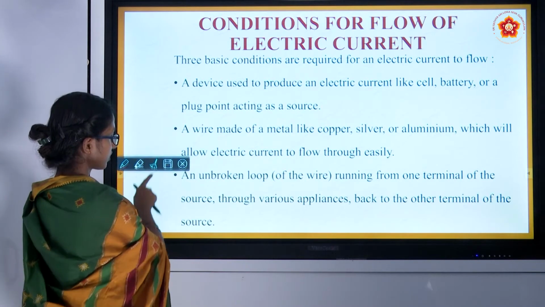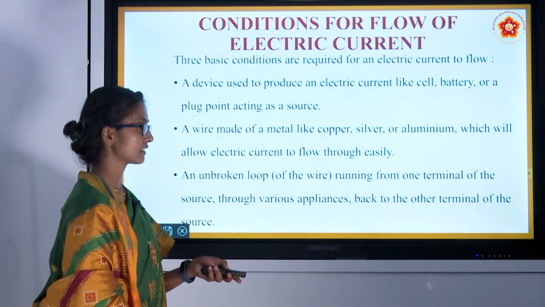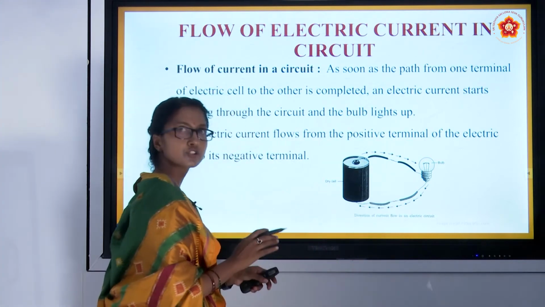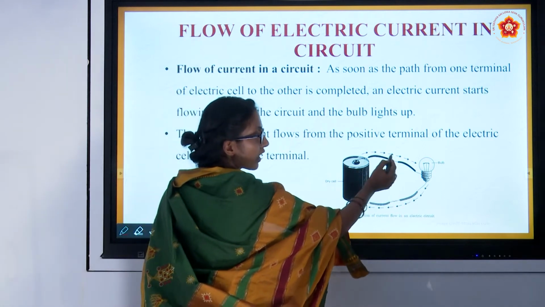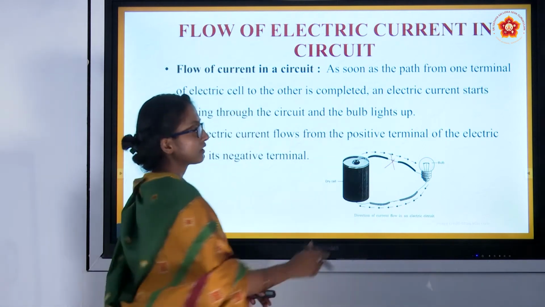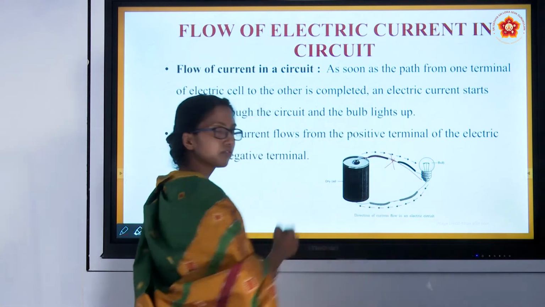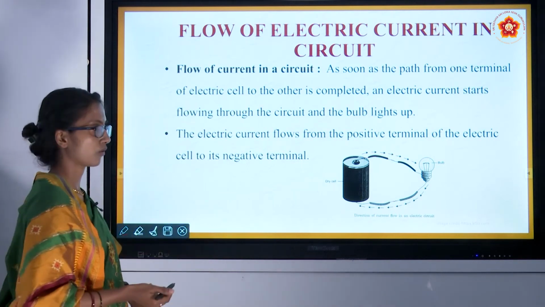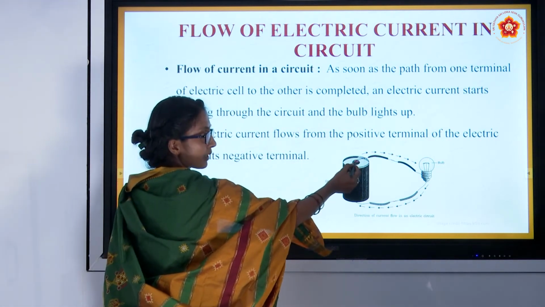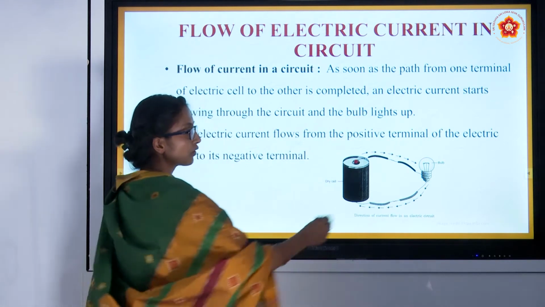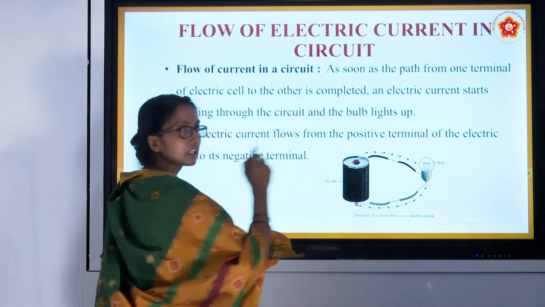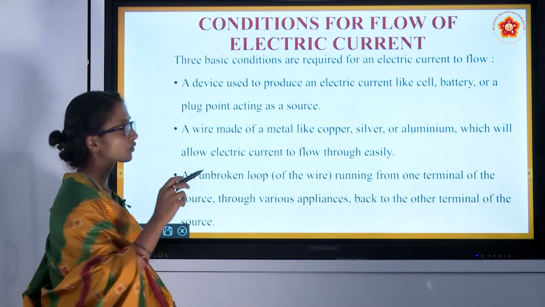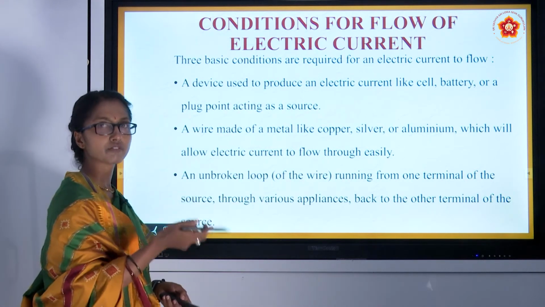What they are saying is, if this is a circuit, the filament should also be in good condition. Even the wires should not be broken. They should also have a very good connection. Then only will electricity flow, and proper connection should be made. One end should be connected to positive and the other end should be connected to negative. So these three conditions a circuit should follow so that the electric current flows easily.